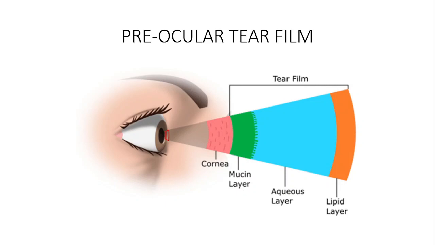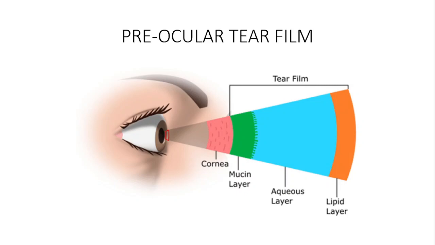But remember, there are three major sources: the goblet cells from the conjunctiva, the accessory lacrimal glands of Manz and Henle, and the last but not the least, the superficial epithelial cells of conjunctiva and cornea. They help in production of the mucin layer.